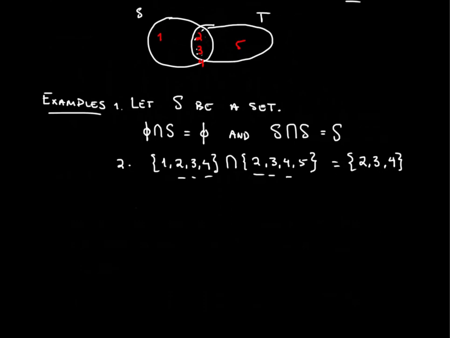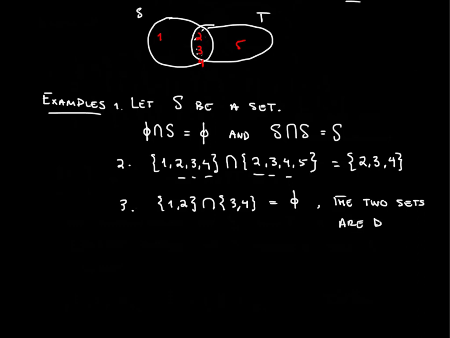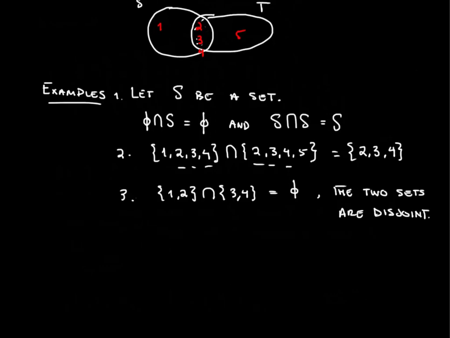Another example, let's say I have 1 and 2 intersection 3 and 4. Well, there are no common elements in those two sets, so it's simply the empty set. And in this case, we say that the two sets are disjoint. Whenever I say that two sets are disjoint, I simply mean that their intersection is the empty set.